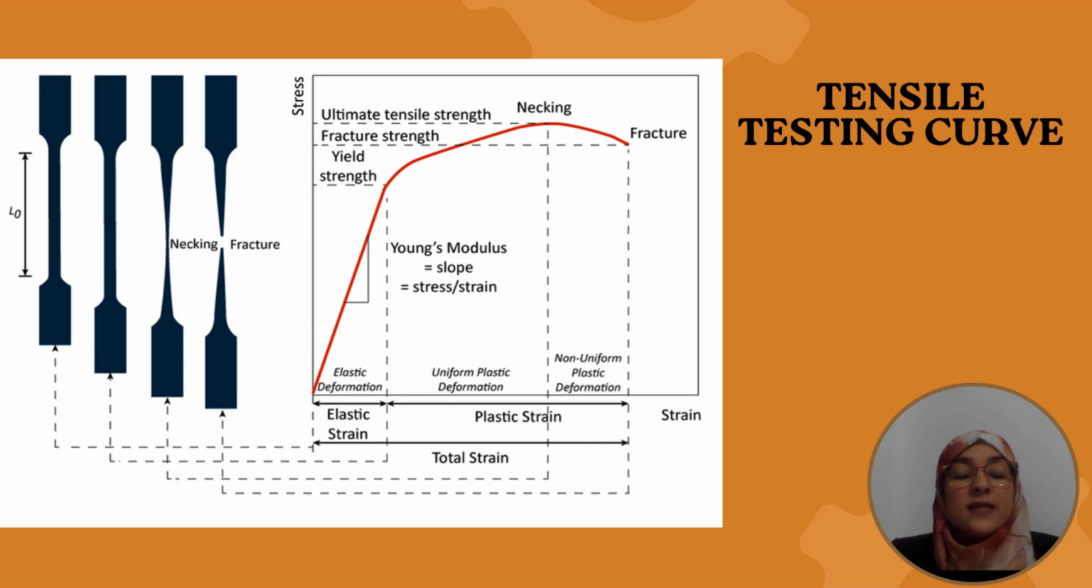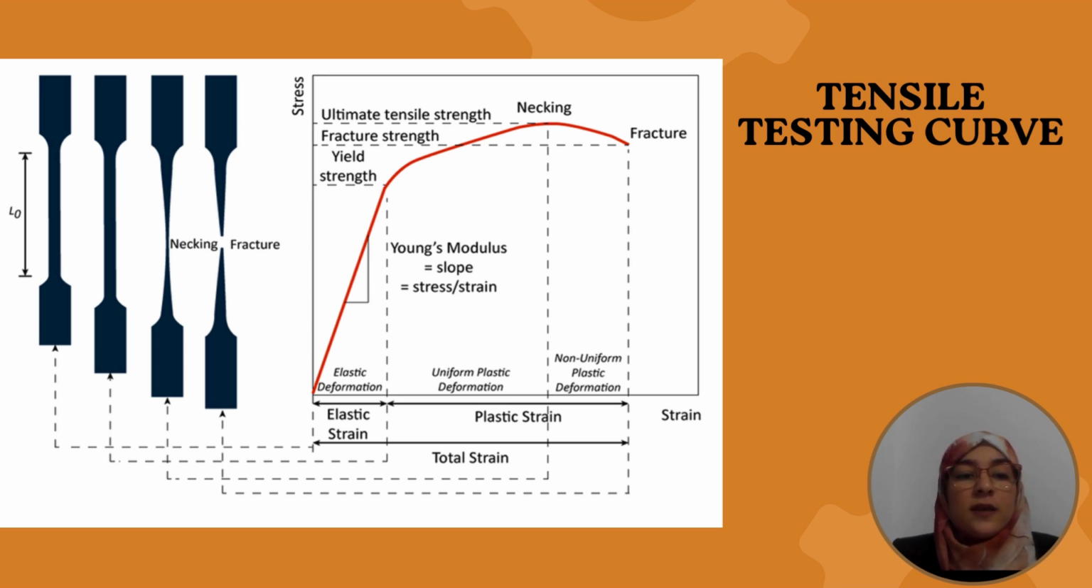And then the second stage is the plastic deformation. Beyond the yield point, the material undergoes plastic deformation. The stress-strain curve becomes nonlinear as the material flows and deforms plastically. We have the ultimate tensile strength. It's the maximum stress the material can withstand before failure. It is the highest point on the curve.